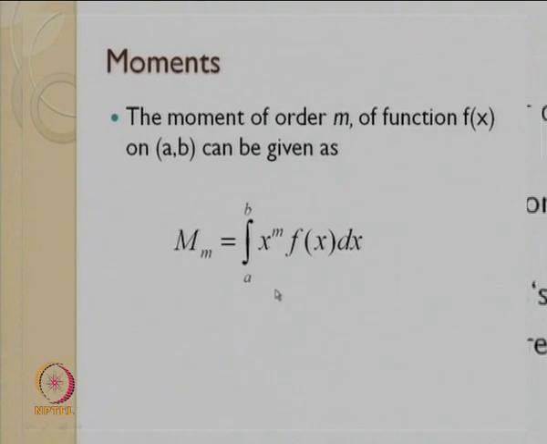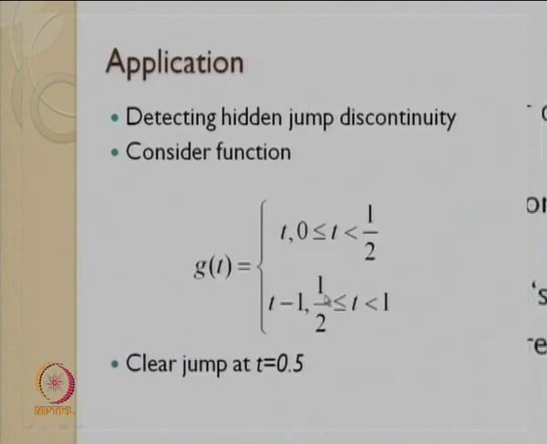So, we realized this concept of correlation is important, and then we thought of bringing in this concept to define moments. And we define moment of order m of given underlying function f of x on interval from a to b like this. And this is once again a dot product between x to the power m and f of x, a correlation dot product. And we realize that this indeed is of great importance.